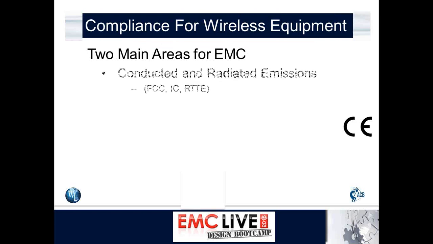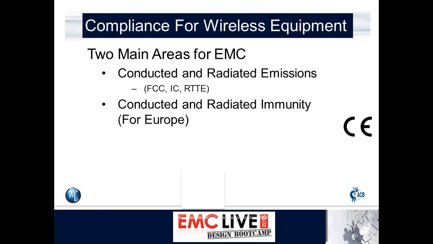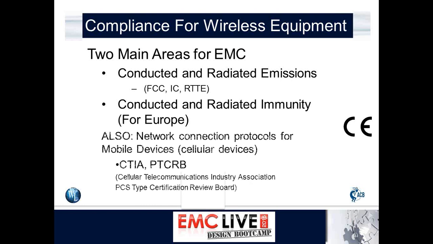There's two main areas for the EMC. There's the conducted and radiated emissions. What is your device putting out over the air or over the power lines or conducted down the cables? And there's conducted and radiated immunity. Typically for Europe, you have to be able to operate in different environments that could be hazardous or could cause issues with your device. Also, when you're working with different things, you've got network connection protocols, CTIA or PTCRP, usually by carrier, and they have to be done before you can connect to those carriers.